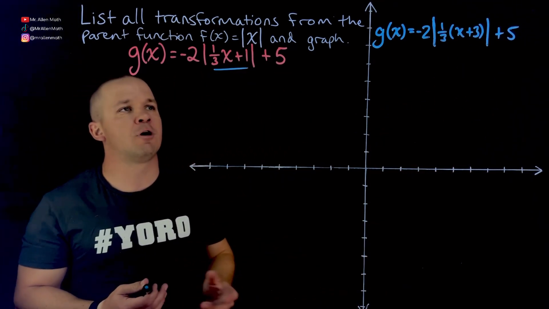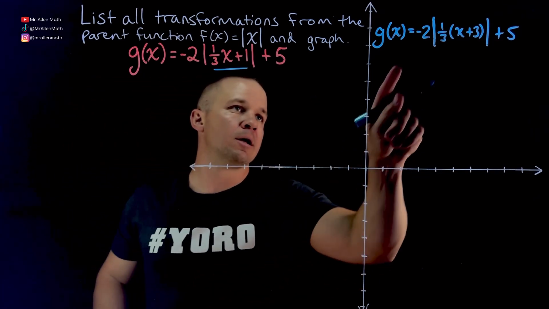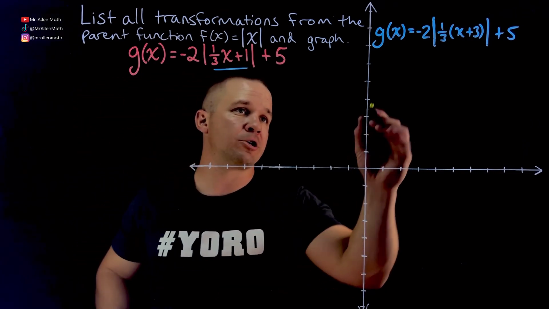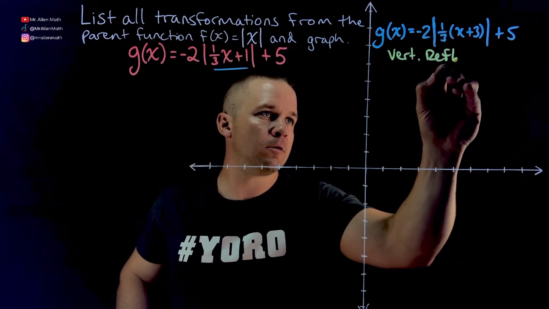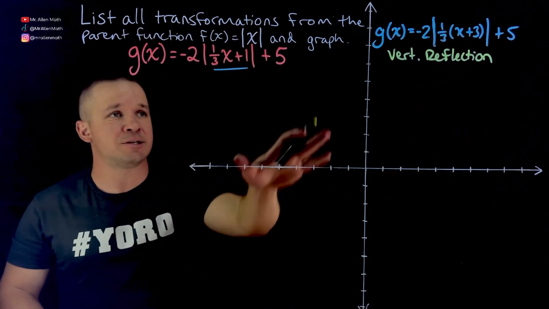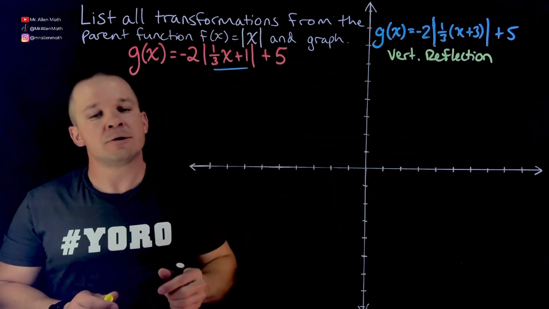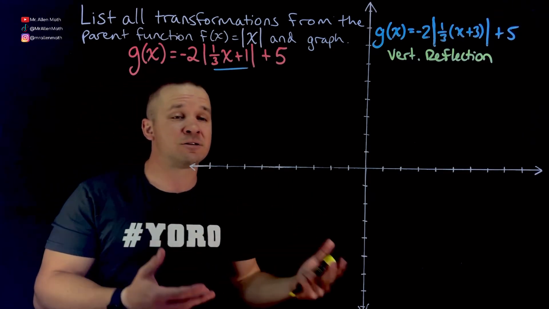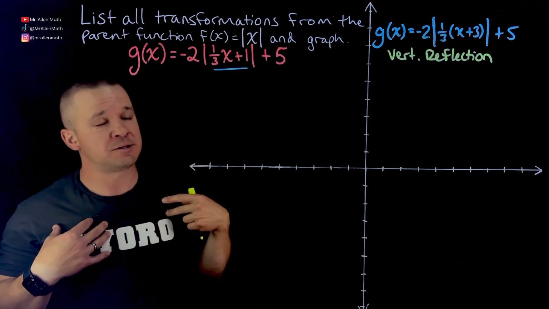So now it's in factored form. I can identify all my transformations. I'm going to do so right over here. This negative, that negative right there is a vertical reflection. So we'll write that down. Vertical reflection, also known as a reflection over the x-axis, vertical reflection, horizontal reflections over the y-axis. So I think writing it out as vertical reflection or reflection over the x-axis is fine. But if your teacher prefers one versus the other, then do that, because I'm not necessarily your teacher.